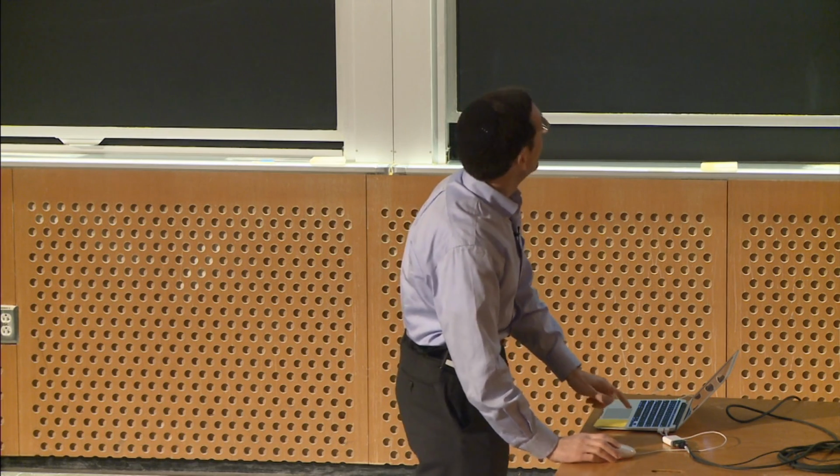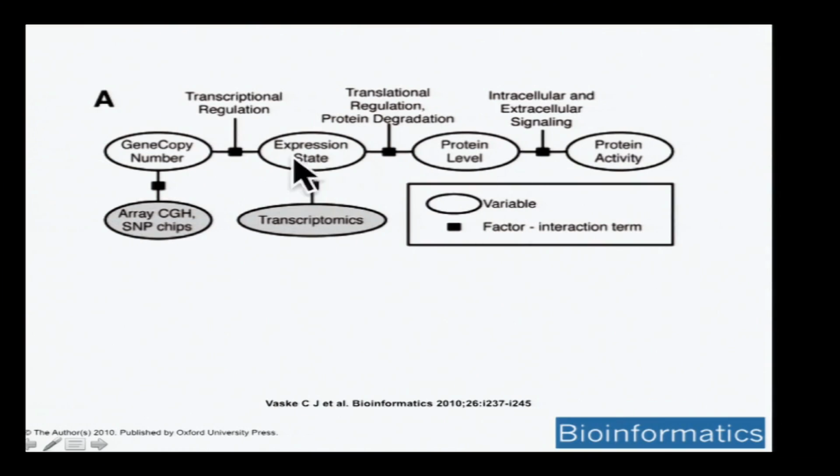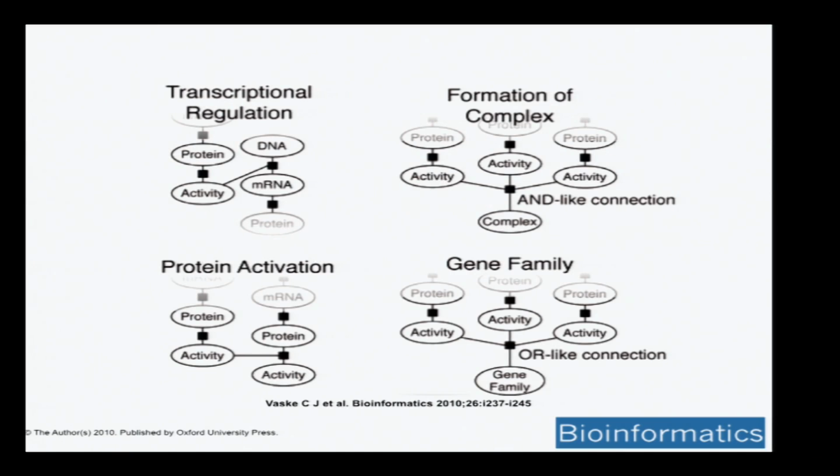Okay. And again, this is the structure of the factor graph that they're using and the different kinds of information that they have. The primary experimental data are just these arrays that tell us about SNPs and copy number variation, and then arrays or RNA-seq that tell us about the transcript levels. But now they can encode all sorts of rather complicated biological functions in the graph structure itself. So transcriptional regulation is shown here. Why is the edge from activity to here?